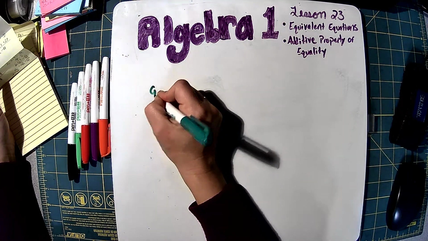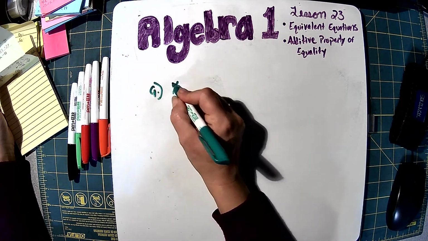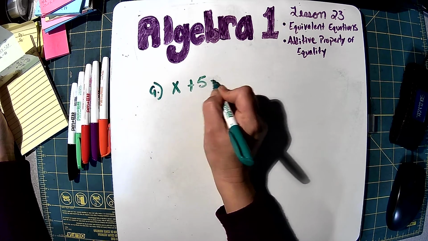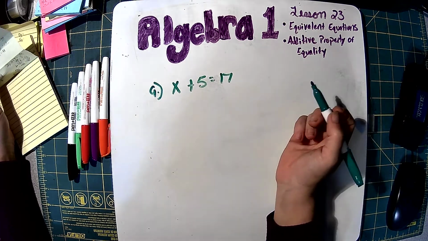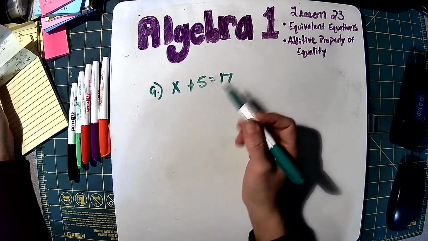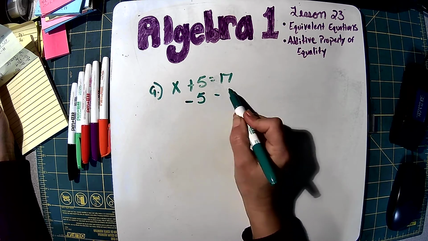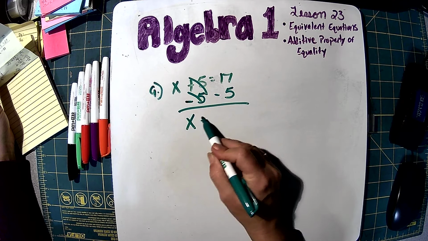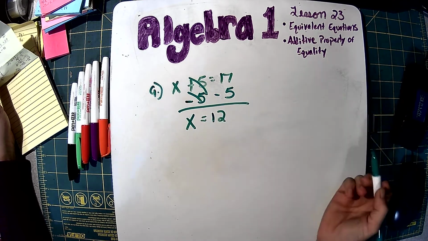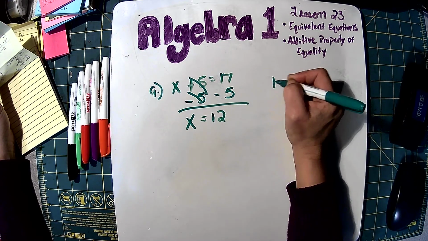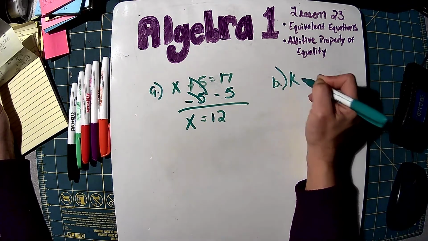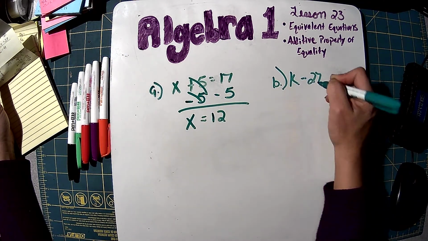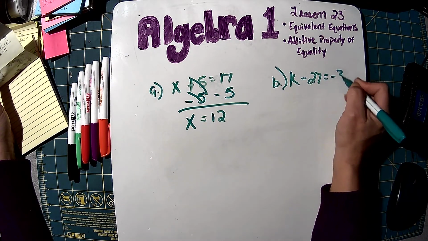Okay, starting with A, x plus 5 equals 17. So in this one, it's real easy. We're just going to do the opposite of plus 5, which is minus 5 on both sides. 17 minus 5 is 12. Right? B, k minus 27 equals negative 38.